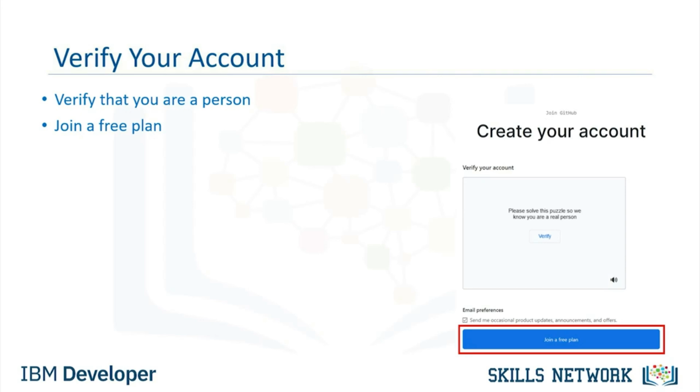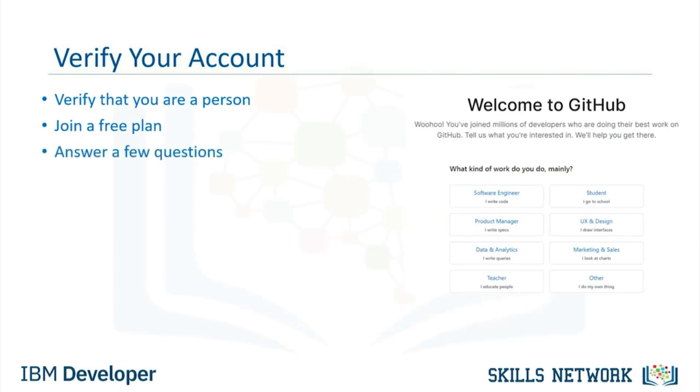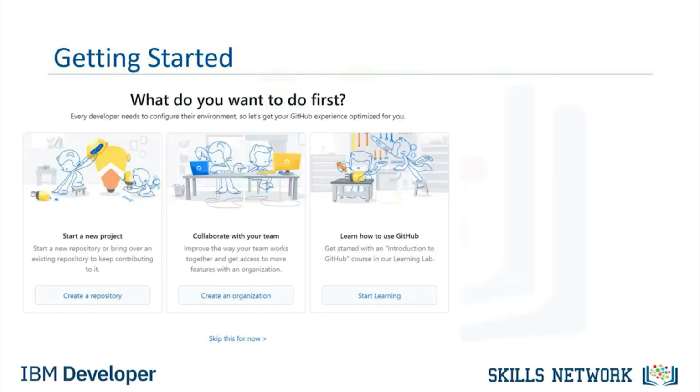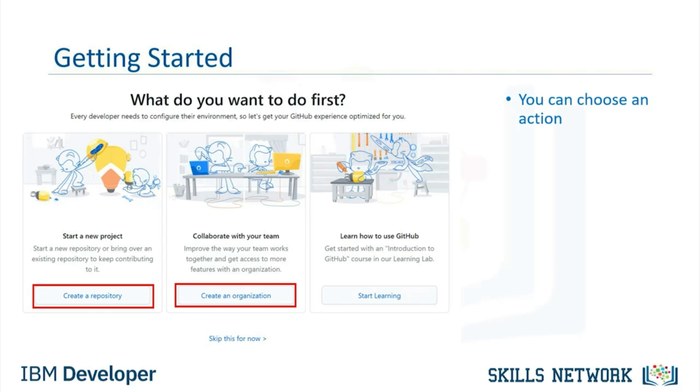Choose to set up a personal free account, which is the default. GitHub asks some questions about your work, programming experience, and interests. You can skip these if you want. Finally, you'll have to respond to an email that you receive which proves that you link to GitHub from an account that you access. GitHub provides you with some starting points. You can choose to create a repository or an organization, or you can take the Introduction to GitHub course.